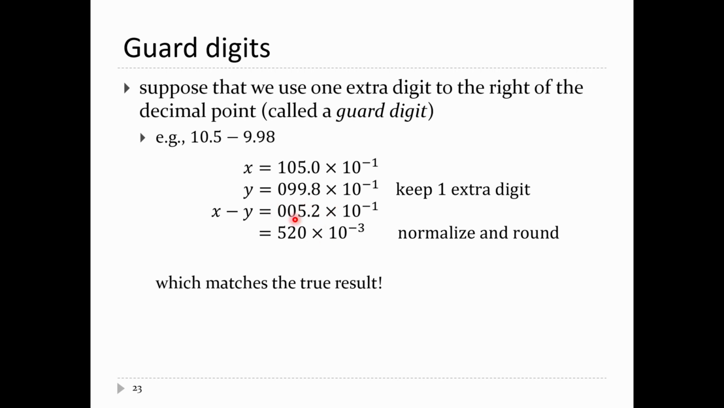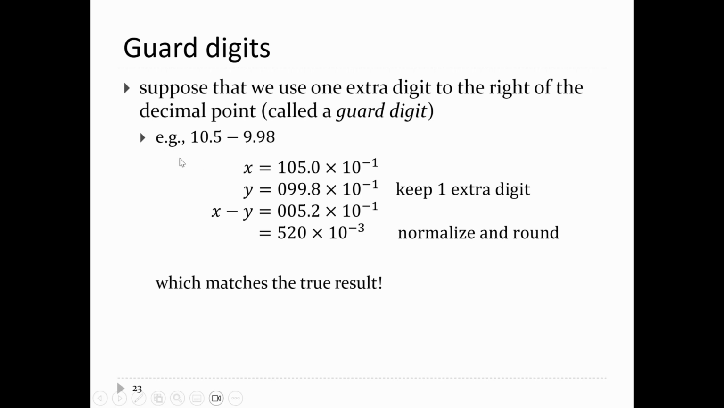Now I can convert that value back to its correct floating point value, which is 520 times 10 to the minus 3. Converting that number back to its correct floating point value is called normalizing. You might have to round as well, but we don't have to in this case. So you get 520 times 10 to the minus 3, and that's equal to the exact result.